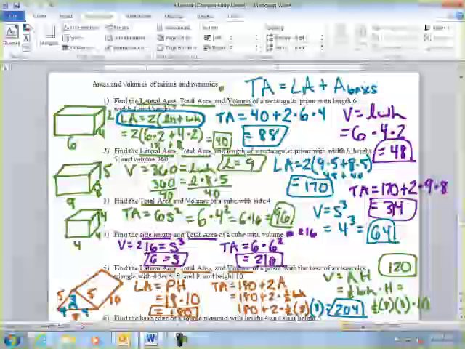Questions? So tonight, just the 12.1 portion of the assignment. Tomorrow we'll work with 12.2.